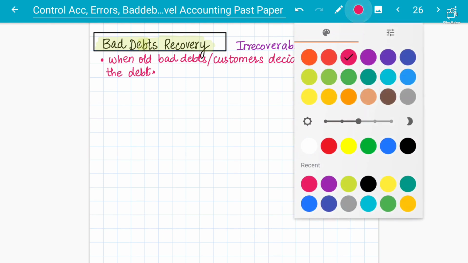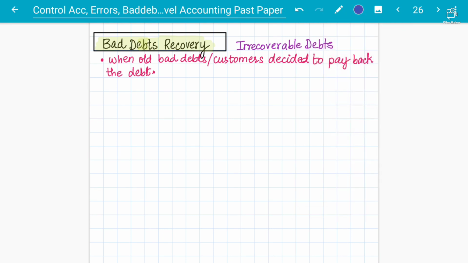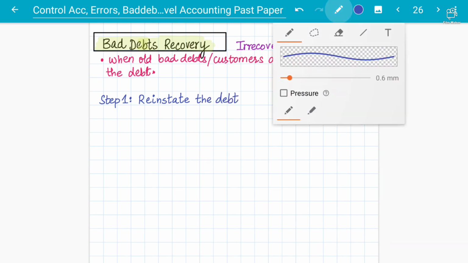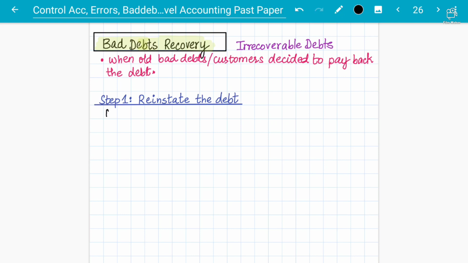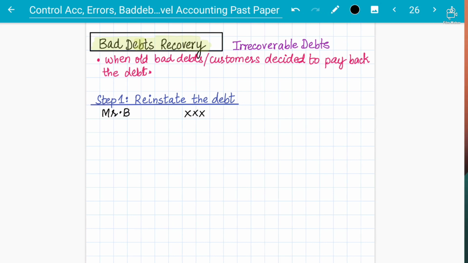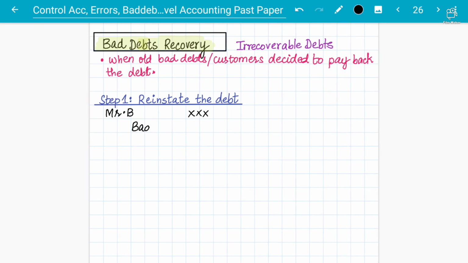So how you're going to do it, as I said, the year will differ as well. Step number 1 is that you first reinstate the debt. Let's say that the customer went bankrupt in 2016 and now they are coming back in 2020 to pay back. So the first step will be you reinstate the debt. You mention the debt again, that this person, let's say this time it's Mr. B. So Mr. B is coming back, so that person's account will be debited, and bad debts recovery will be written as credit. Bad debts recovery will be credited.